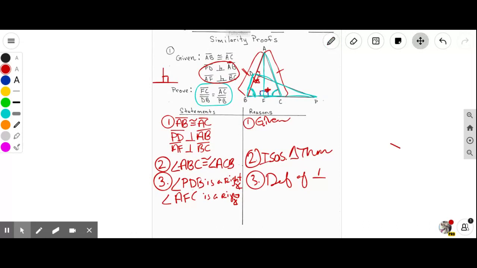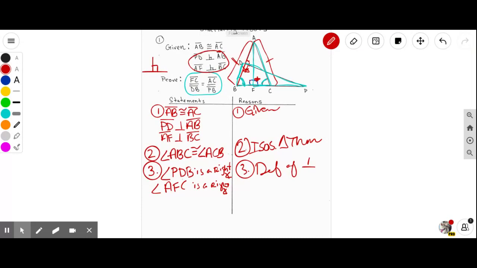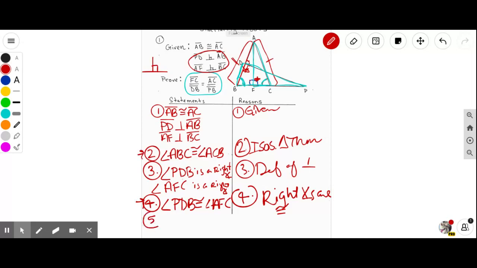Okay, so now I can say that those right angles are congruent, which I need to say because I'm going to try to use those in angle similarity. So I can say angle PDB is congruent to angle AFC, which we can just say right angles are congruent. Okay, so now we have two congruent angles. We have these and these. So now we can say the triangles are similar.